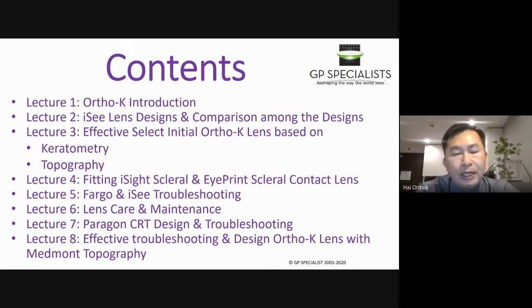Lecture 4 will introduce how to fit the eye-print and eye-print scleral lens. Lecture 5 will be Fago and IC troubleshooting. Lecture 6 we will talk about lens care and maintenance. Lecture 7 will be Paragon CRT design and troubleshooting, which is also a good section for us to review the troubleshooting of the Fago lens and the IC lens. And lecture 8 will show practitioners how to effectively troubleshoot and design Ortho-K lenses using the Medmont topography.